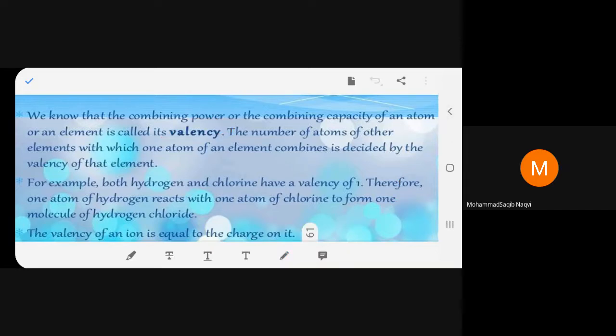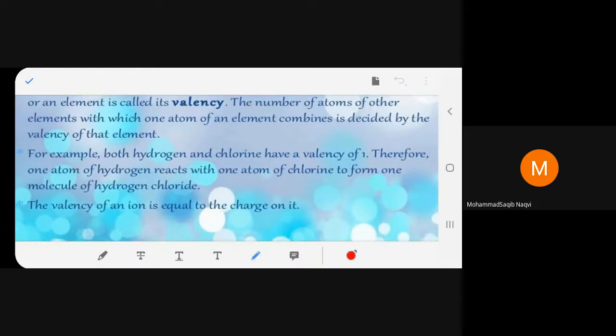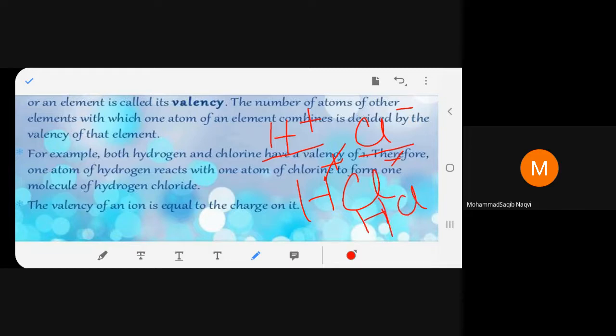For example, let's take hydrogen and chlorine. Hydrogen is plus, chlorine is minus, right? What is the valency? 1 plus, so 1 valency; 1 minus, 1 valency. So one atom of hydrogen reacts with one atom of chlorine, and what is it forming, beta? HCl. We don't write plus and minus; they get cancelled, so instead we write HCl. Is it clear to all of you?